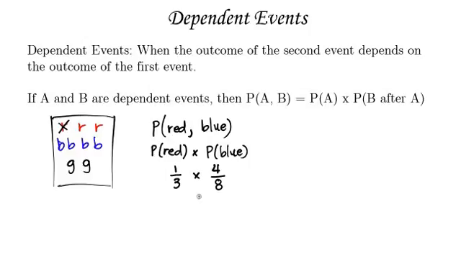Now we multiply these numbers: 1 times 4 is 4 over 3 times 8 is 24. Now this can be simplified. 4 goes into both numbers. Divide each number by 4. This is 1, and this is 6. So the probability of picking a red and then picking a second marble, blue, without replacing marbles is going to be 1 over 6.